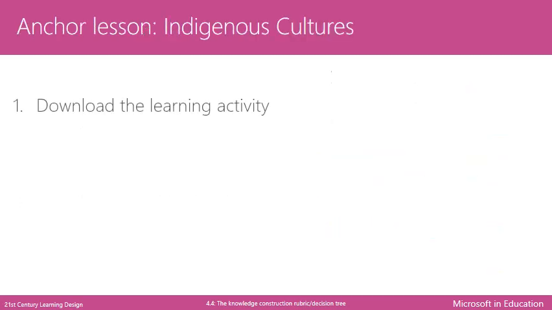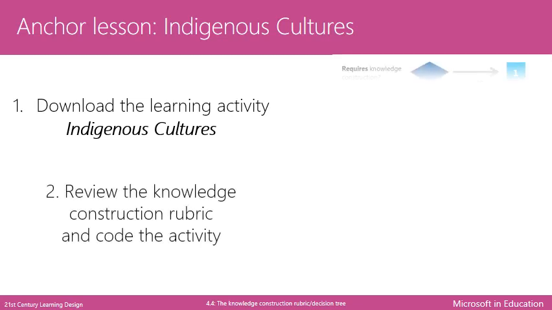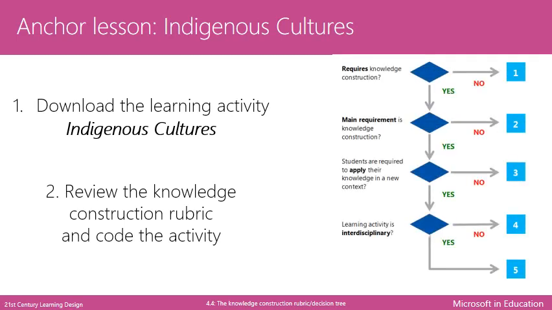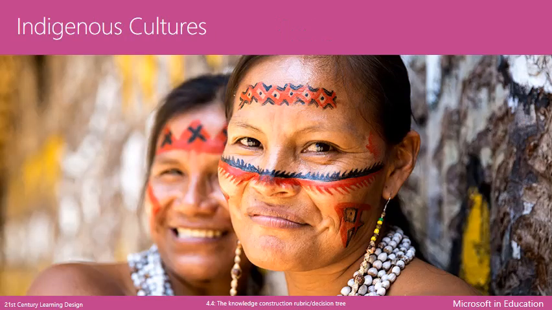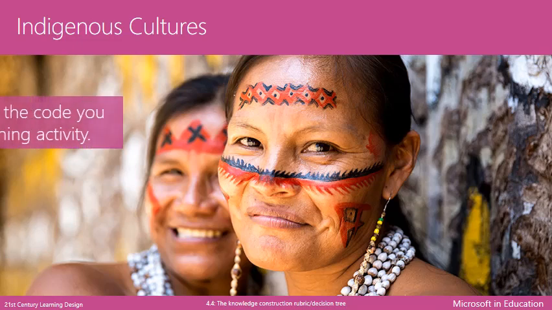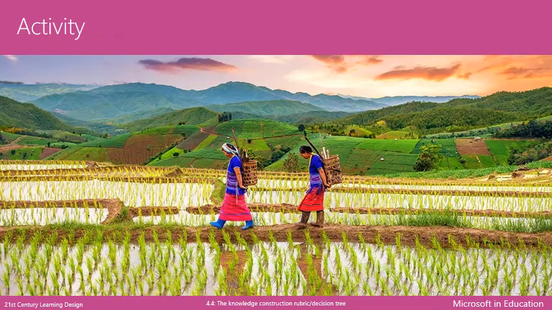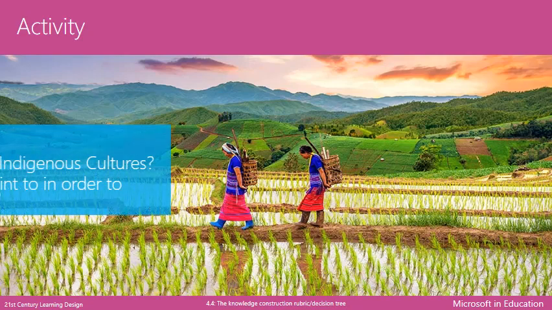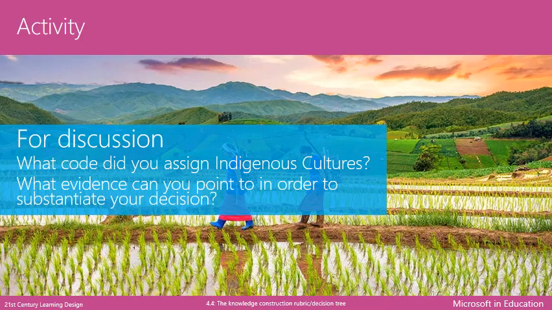Finally, please download the learning activity entitled Indigenous Cultures. When you have done this, carefully read it. Then, make a decision about the level of knowledge construction that you find in this learning activity. In deciding how to code it, you need to be able to point to evidence in order to justify the code. Having examined Indigenous Cultures, please indicate the code you assigned this learning activity. As before, we would encourage you to join the discussion area where you can share your views on how you coded the activity. What code did you assign Indigenous Cultures? What evidence can you point to in order to substantiate your decision?